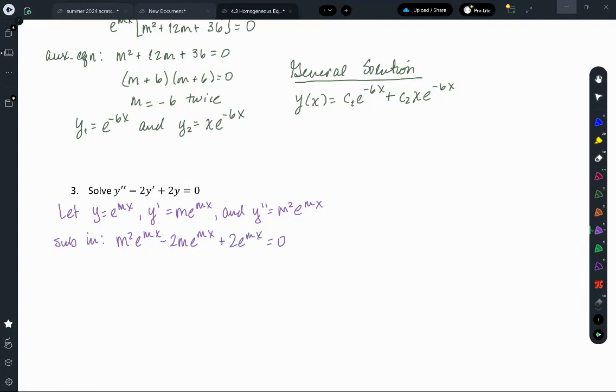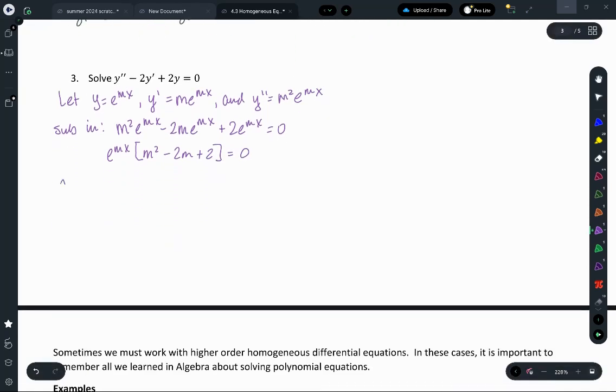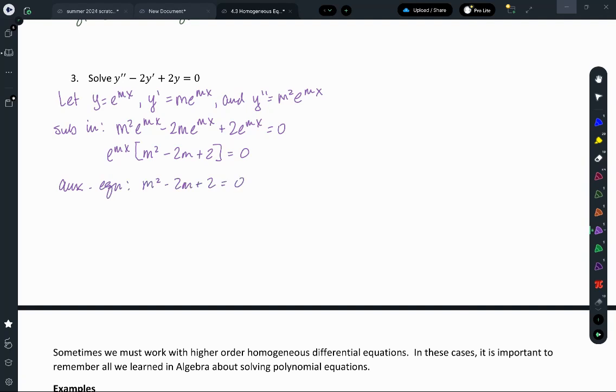is 0. E to the mx is common. We factor it out. That leaves behind m squared minus 2m plus 2. Set that equal to 0. And the m squared minus 2m plus 2 does not factor. Okay, so we're dealing with an auxiliary equation, m squared minus 2m plus 2 equals 0, that won't factor. So I'm going to go straight to the quadratic equation.